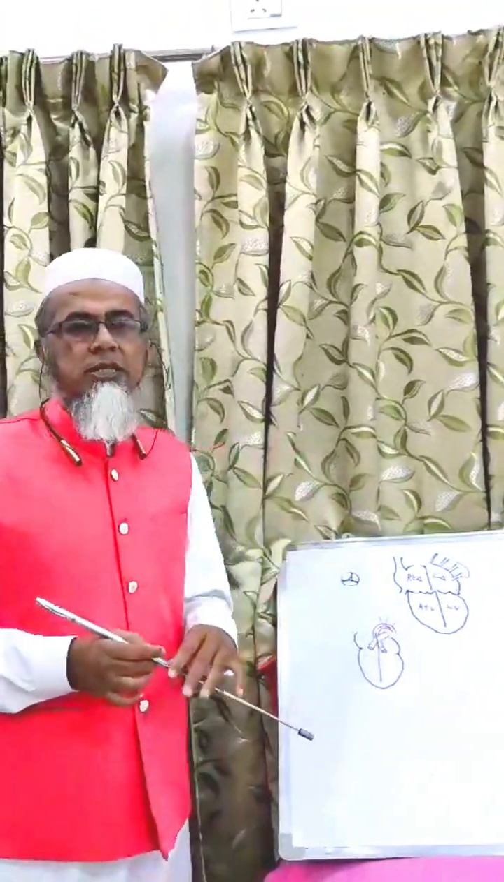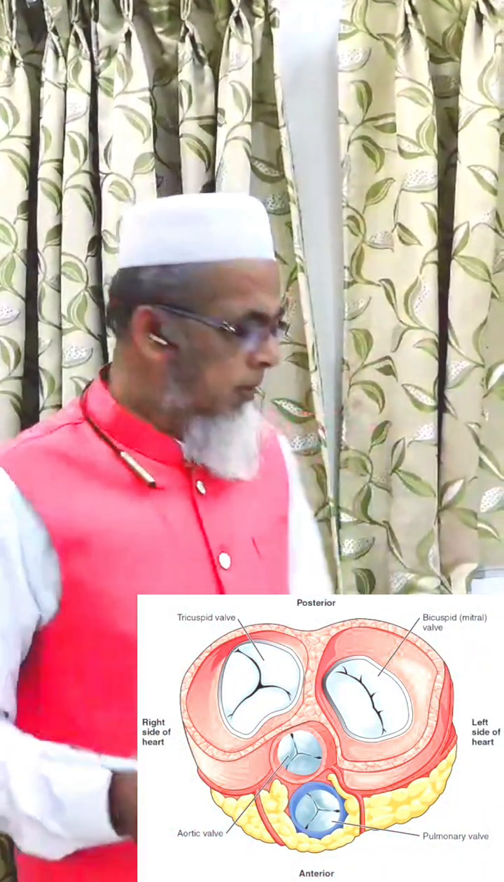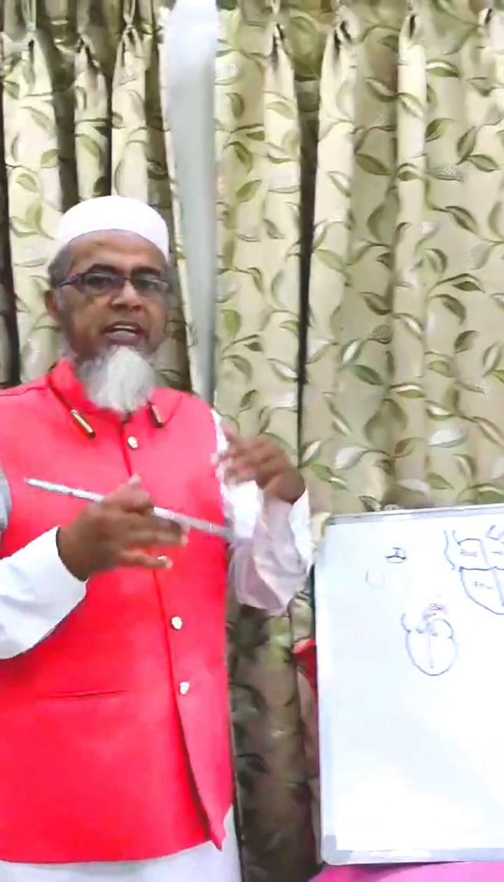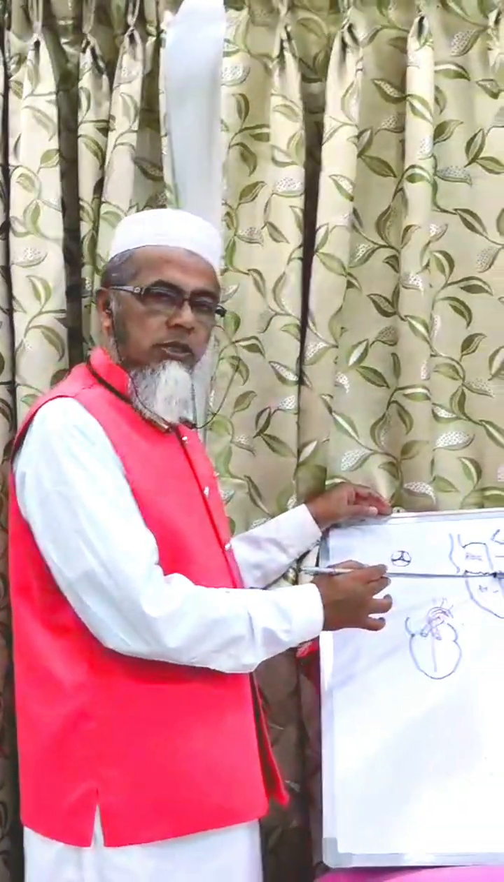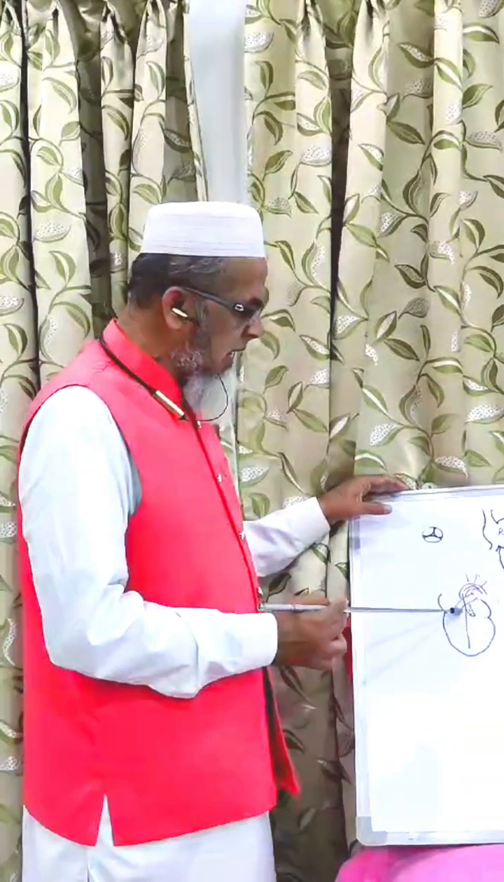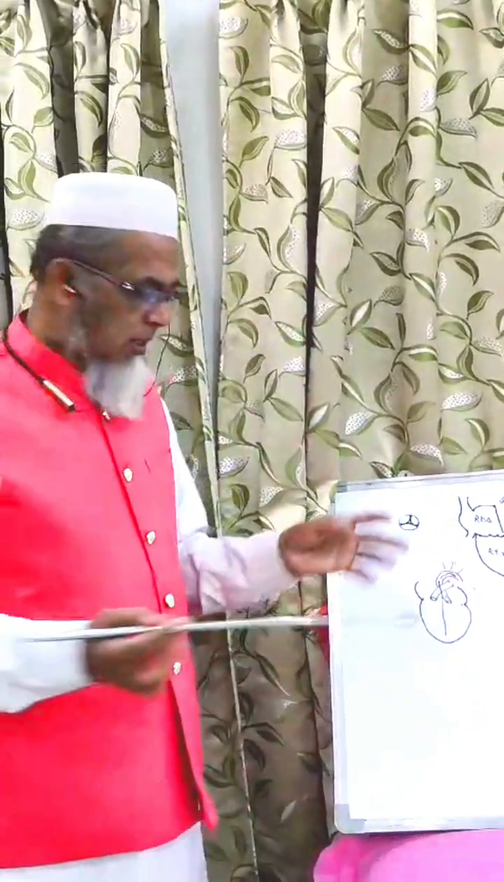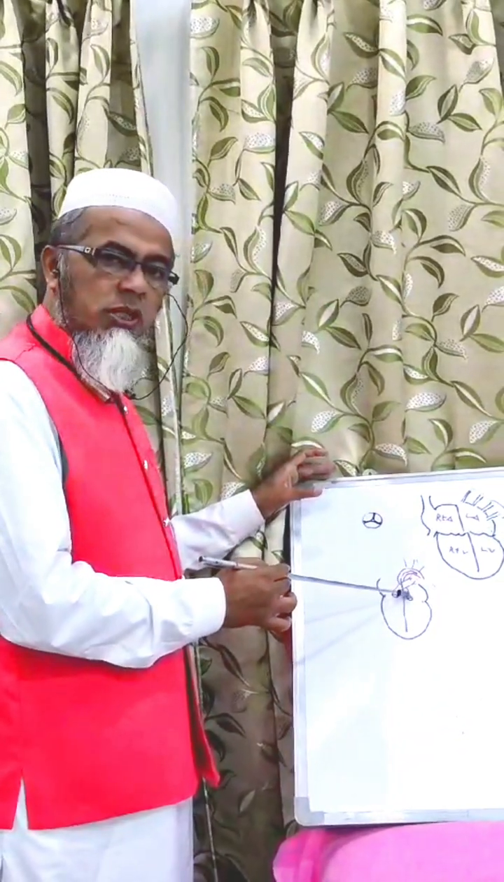Now, what is valvular heart disease? There are 4 valves, and 4 into 2 is 8 conditions: tricuspid stenosis or tricuspid regurgitation, mitral stenosis or mitral regurgitation, pulmonary stenosis or pulmonary regurgitation, and aortic stenosis or aortic regurgitation.